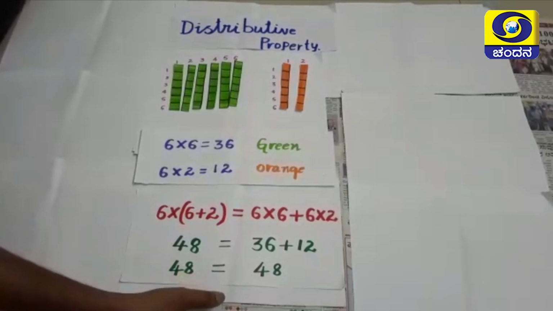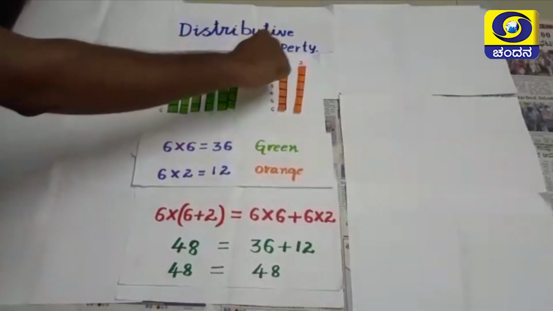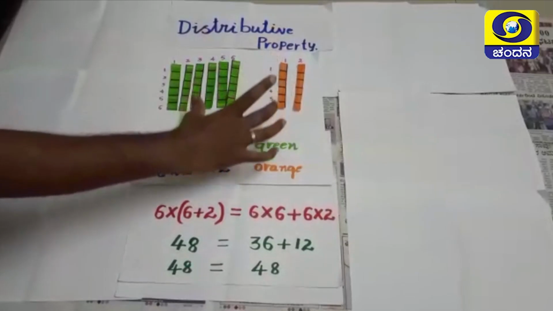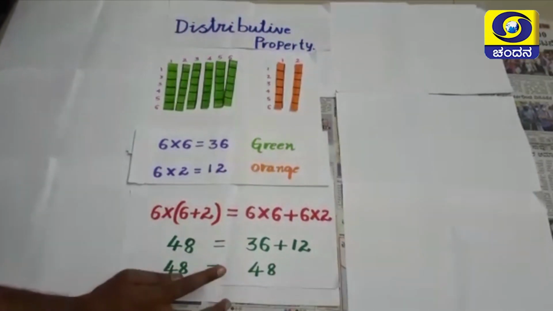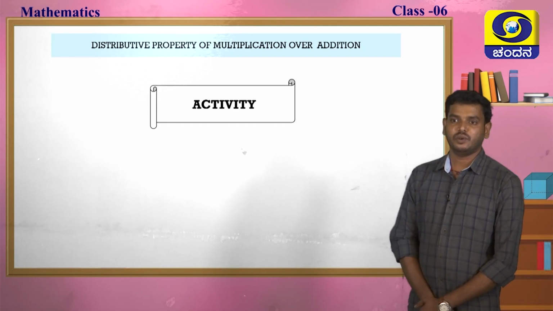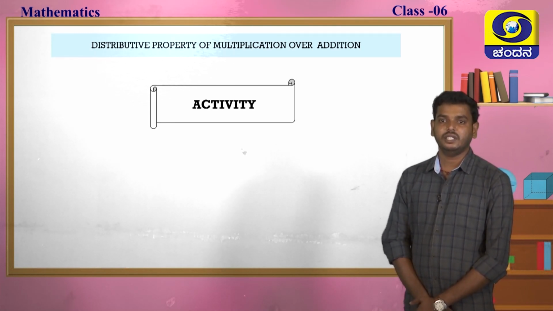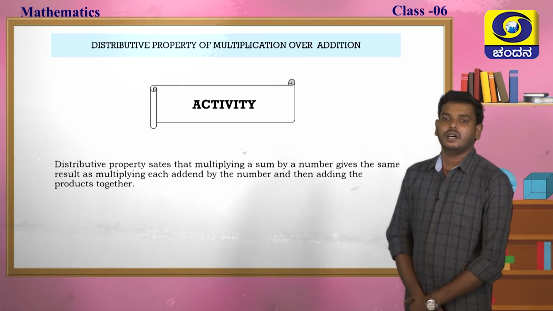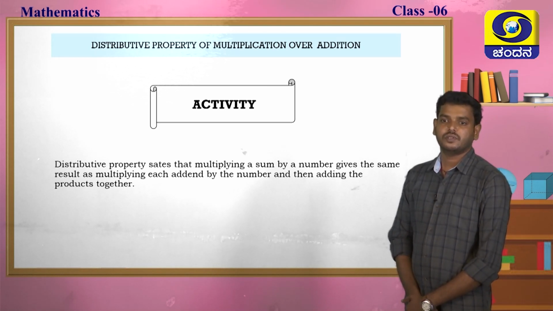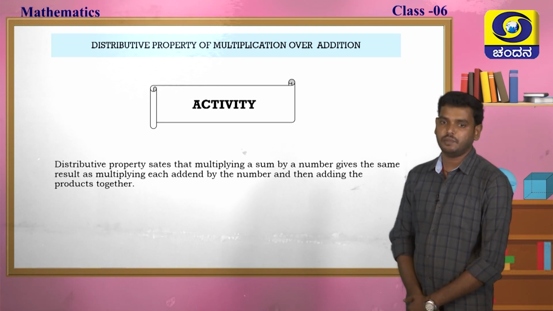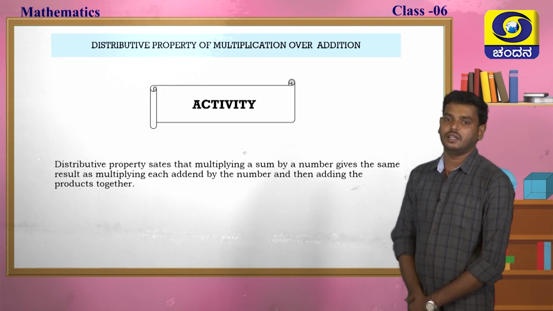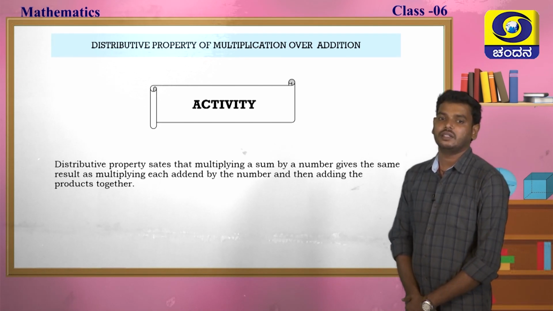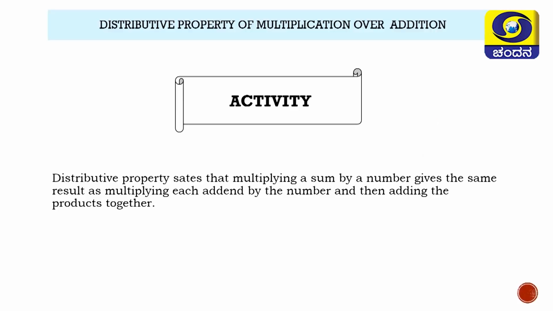By this I can conclude that distributive property holds good even for whole numbers. Yes, children, I hope you have enjoyed and you have learned the activity in detail about distributive property. According to the activity, I can state that multiplying a sum by a number gives the same result as multiplying each addend by the number and then adding the products together. Yes, of course, with the help of the activity, easily you have understood, I hope, children.